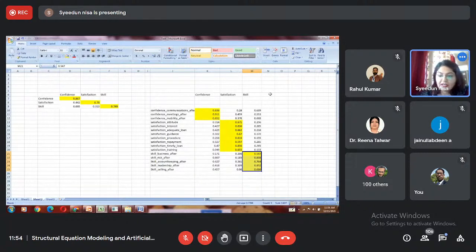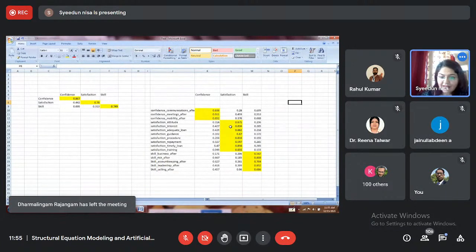So what does cross loading say? Cross loading says that these loadings should load better in their parent construct than any other construct. Here we have used confidence in communication for confidence. So if I am loading it on satisfaction or on skill, it should not load better there, but it should load better in its parent construct. Here we can see the values given for confidence in its parent construct. All the items' values in its parent construct are more than any other construct.